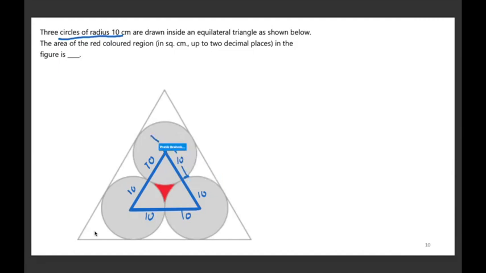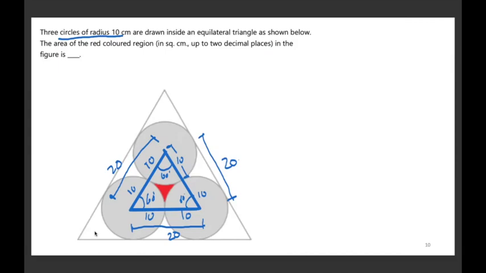So the total dimension, which is the side of the blue triangle, will be 20. This one will also be 20, and this one will also be 20. Also we know that because this is an equilateral triangle, the angles will be the same, which is 60, 60 and 60.